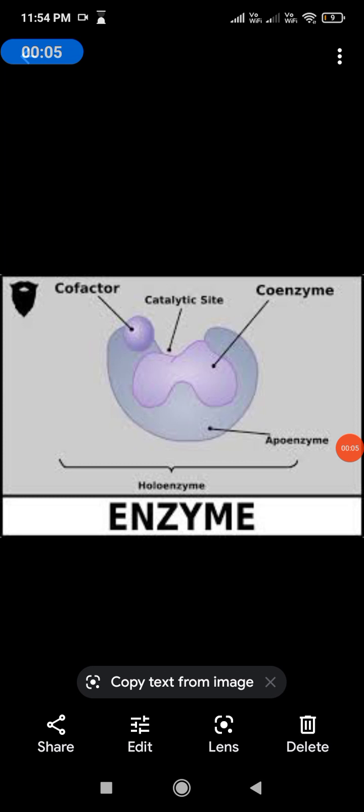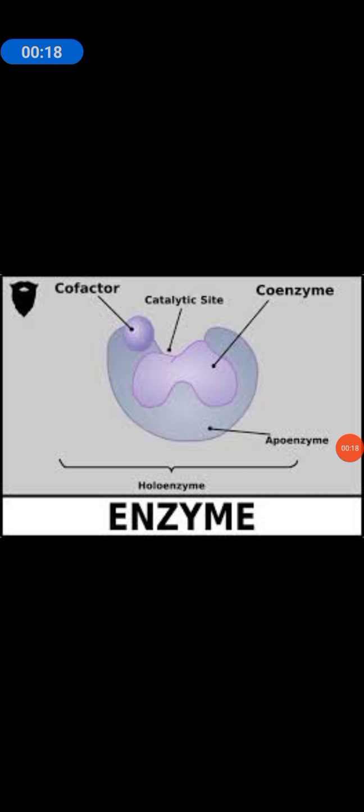So today we will be talking about enzymes. An enzyme does not take part in the reaction, but it helps to speed up the reaction. In this diagram you see various parts of the enzyme: the cofactor, the catalytic site, which is the active site, the coenzyme, and the apoenzyme.